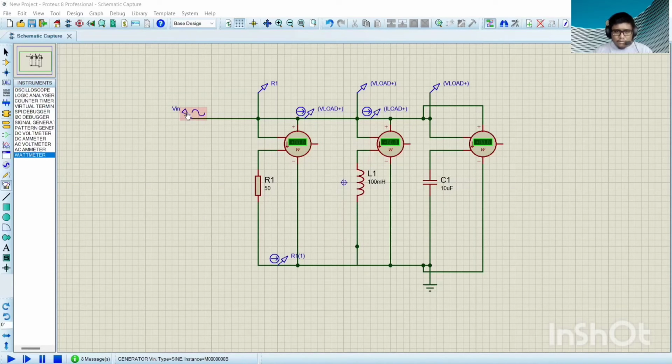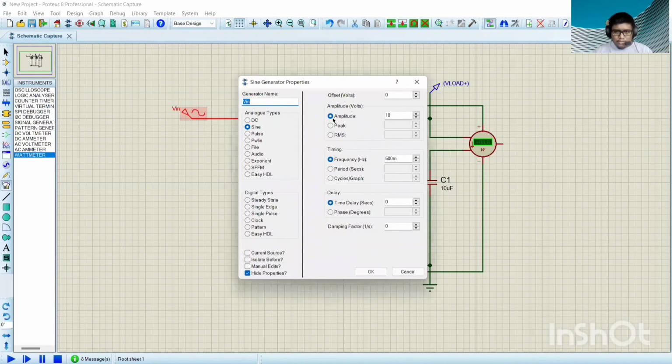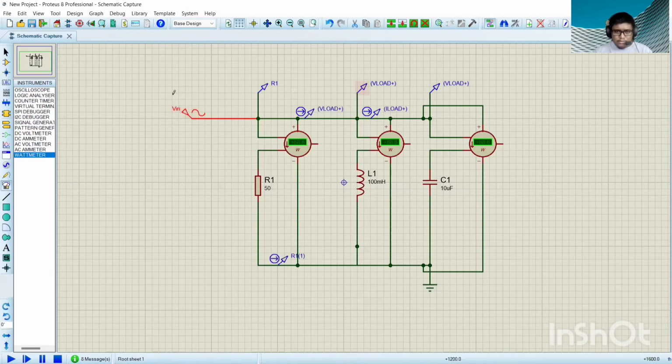So today I would like to explain our simulation for the RLC circuit, using the Proteus software to design the circuit. So first, our VIN, we decide to set the amplitude 10 and the frequency is 0.5 Hz.